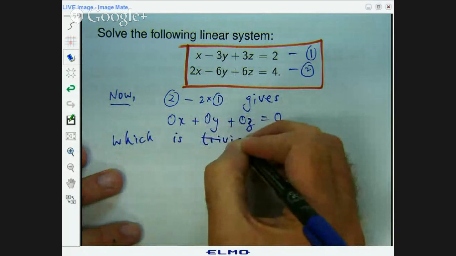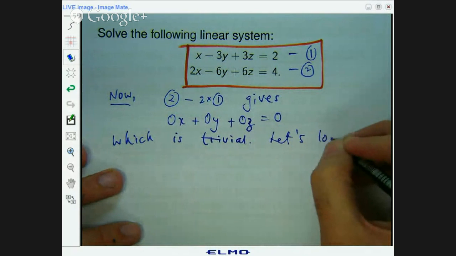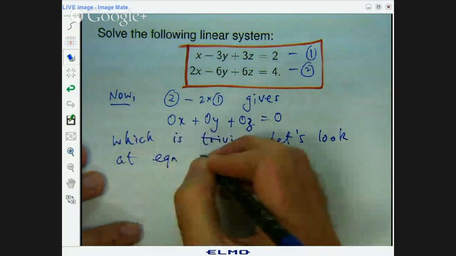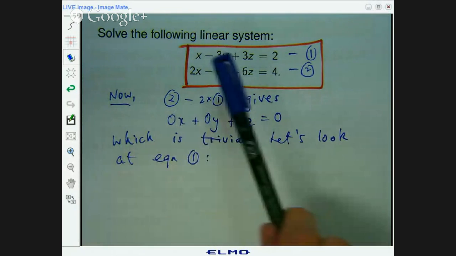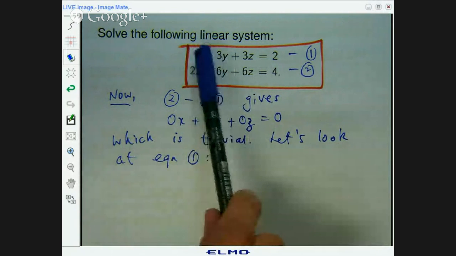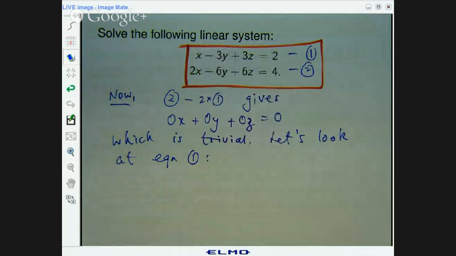So let's concentrate at, say, equation 1. Okay, now it doesn't matter which one you choose here. I just chose equation 1 because the numbers in front of the unknowns are a bit simpler.